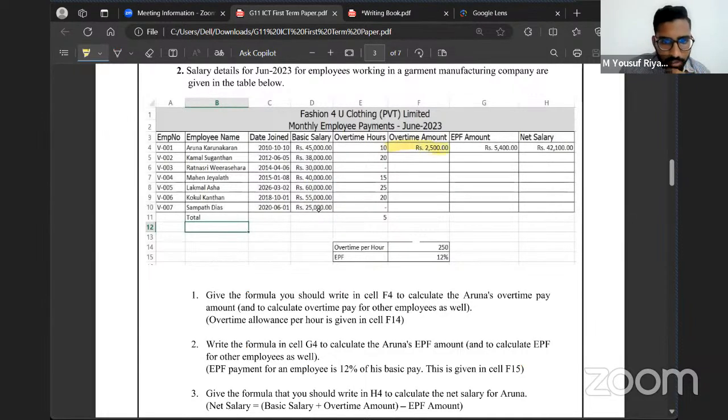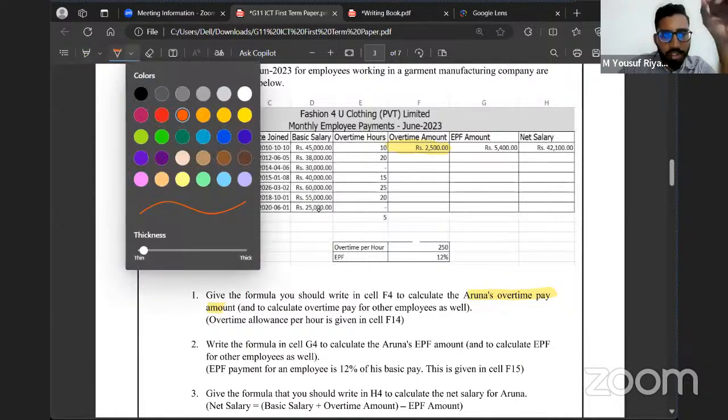Give the formula you can write for F4 to calculate Aruna's overtime pay amount. When you're writing the formula here, you have to think that you're going to write the overtime pay for others as well. You have to look at the whole spreadsheet to understand. In O levels they tell you how to find it, but in your school term exams, normally they don't tell you how to find it. So you have to look at the spreadsheet and figure out how to find it. Let's look at this. Now, what we are doing is we have to write a formula here, no?